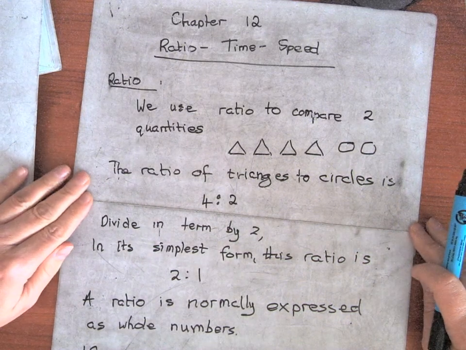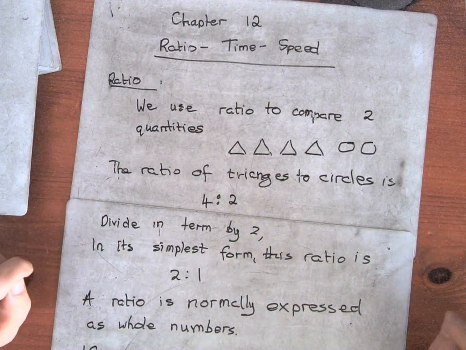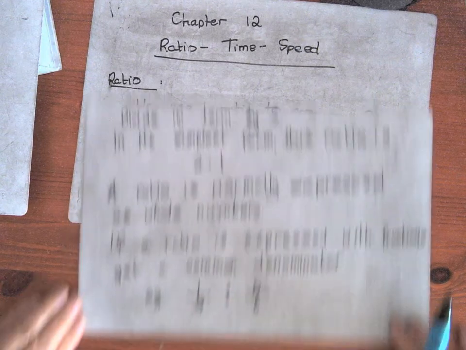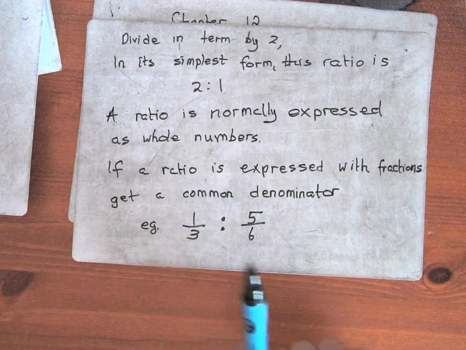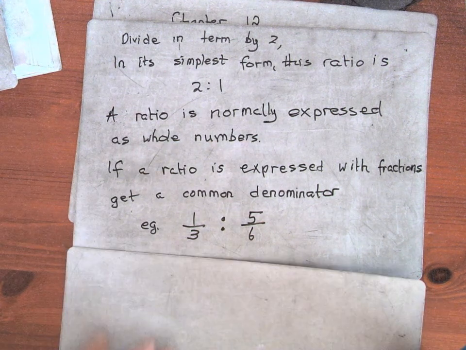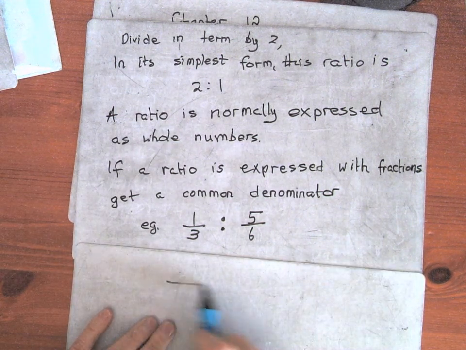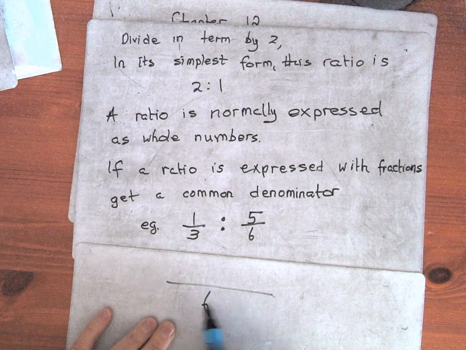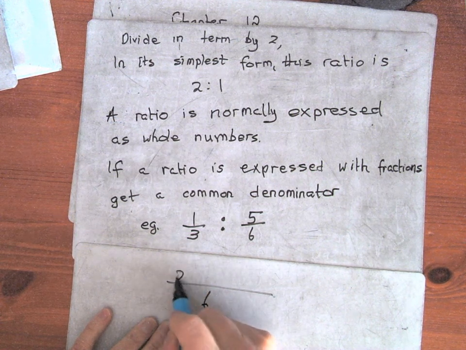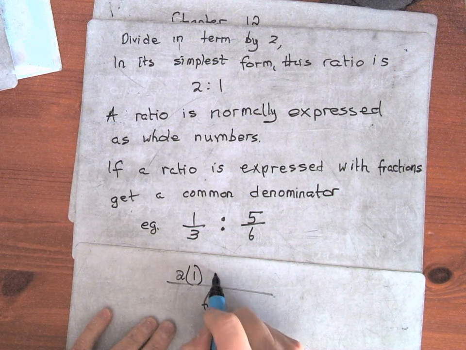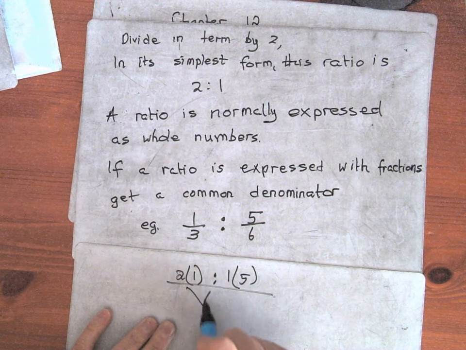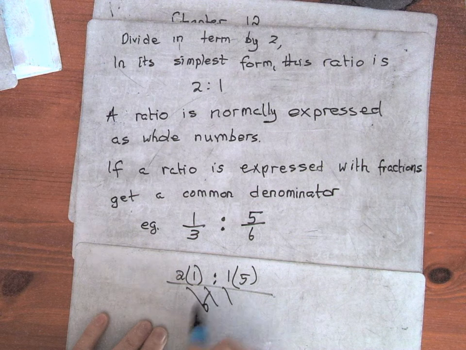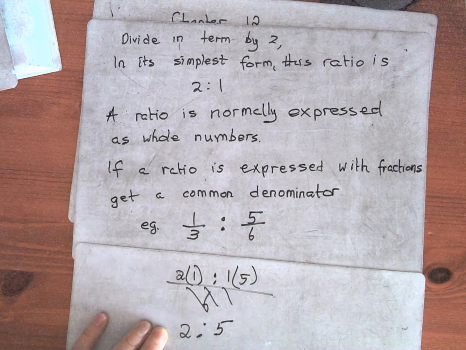Okay, so if you just want to pause now and take down the notes. Okay, so if your ratio is expressed with fractions, we get a common denominator. So you can see here a third is to 5/6. Right, a common denominator for a 3 and a 6 would be 6. So 3 into 6 goes twice, 2 times 1 is above the line. 6 into 6 goes once, 1 times 5. Okay, drop the common denominator because you've evened up both sides. 2 ones are 2 and 1 by 5 is 5. So that ratio is 2:5.